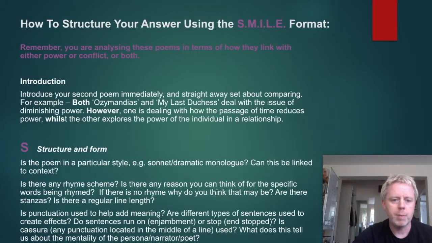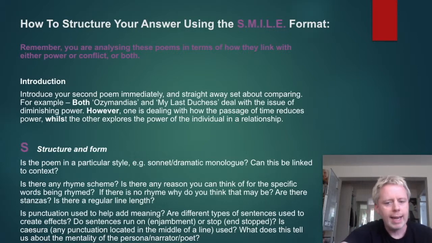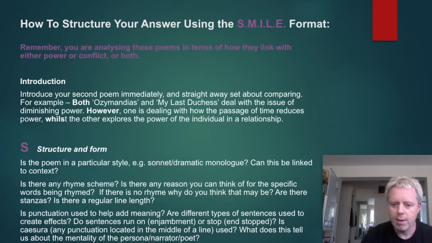Okay, go back. Structure and form. So the S, I've highlighted it in pinky purple to match the SMILE format at the top. Is the poem in a particular style? For example, is it a sonnet? Is it a dramatic monologue? Can this be linked to context? Is there any rhyme scheme? Is there any reason you can think of for the specific words being rhymed? If there is no rhyme scheme, why do you think that may be? Are there stanzas? Is it just one long piece of text? Is there a regular line length or is it irregular?